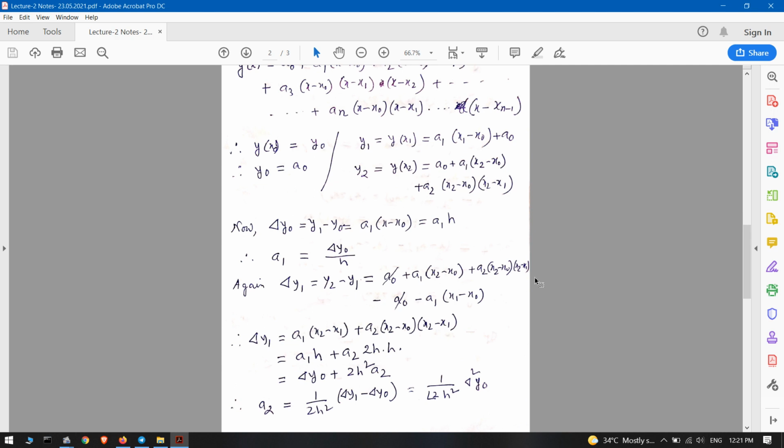Any confusion with the derivation? No, sir. Okay. So this is the procedure. So this is the derivation. Now let us take one example. I think you may have some confusion, but if you solve one problem, then the confusion will be cleared. Just write down one problem. Okay.